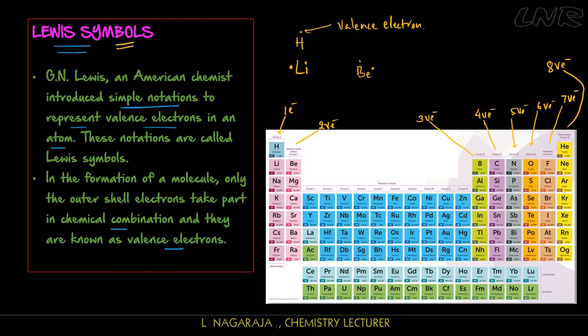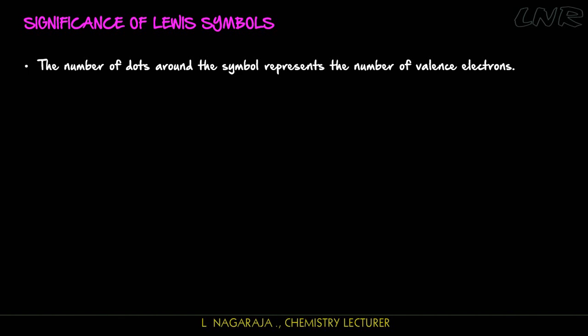And next, let us see what the significance of Lewis symbols is. The number of dots around the symbol represents the number of valence electrons. For example, let us take nitrogen. This nitrogen has 5 dots. So that indicates that the nitrogen atom contains 5 valence electrons in the outermost shell or orbital.